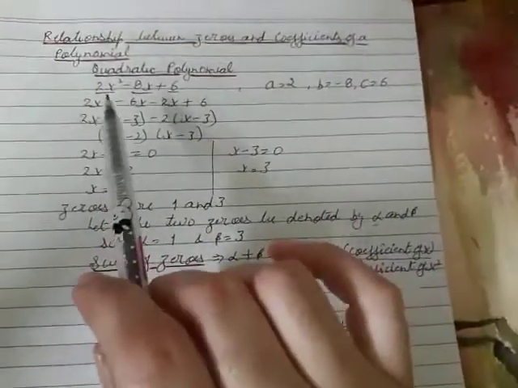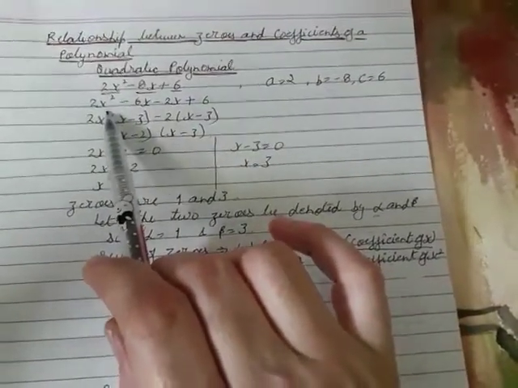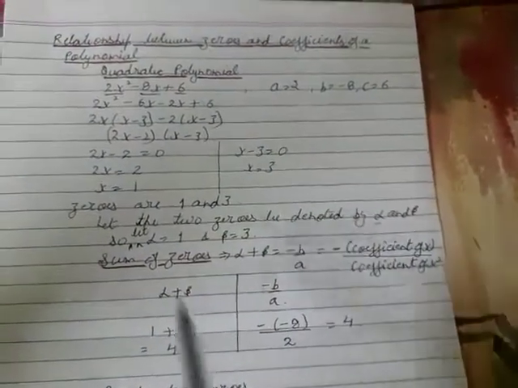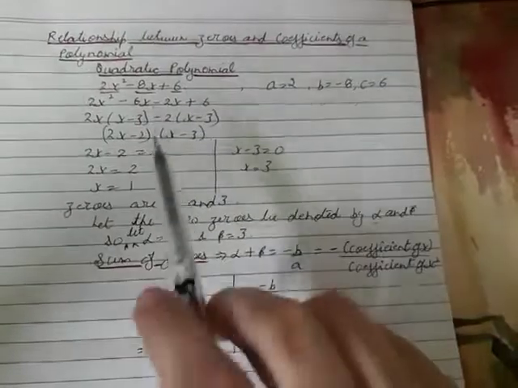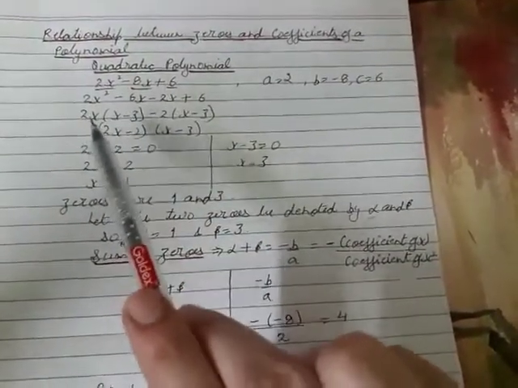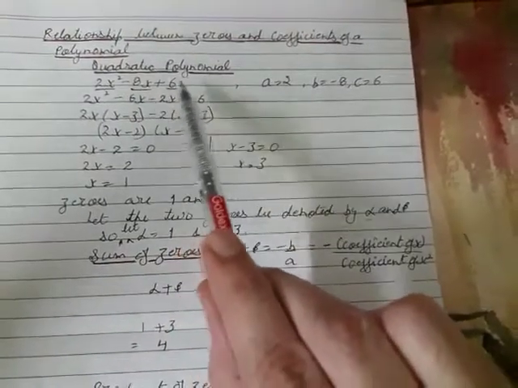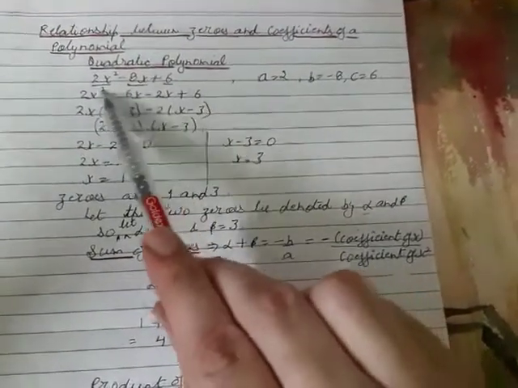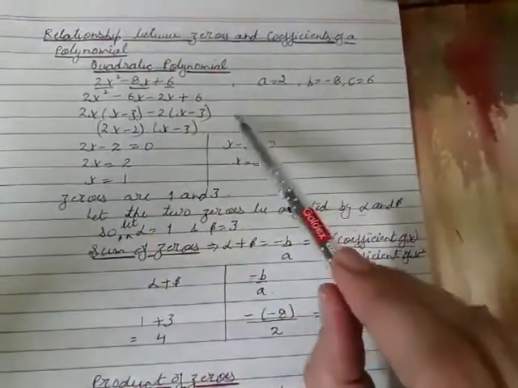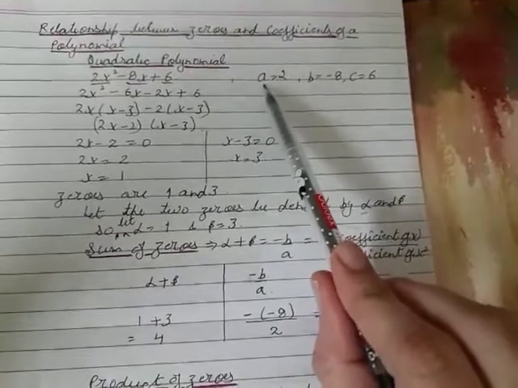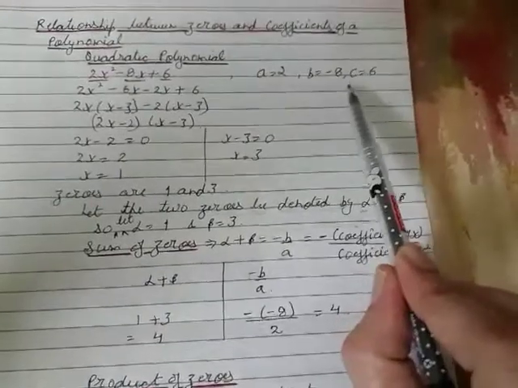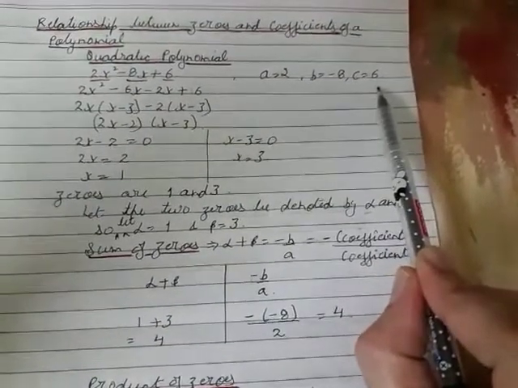Suppose we have taken a polynomial 2x square minus 8x plus 6. Now, as I explained in my first video, the general form of a quadratic polynomial is ax square plus bx plus c. So if I compare this polynomial with the general form, I find that the value of a is 2, b is minus 8 and c is 6 here.